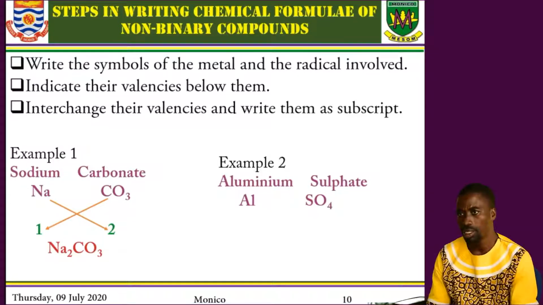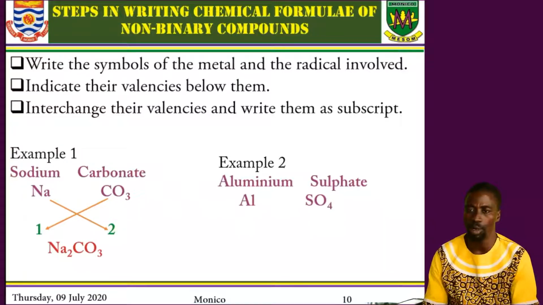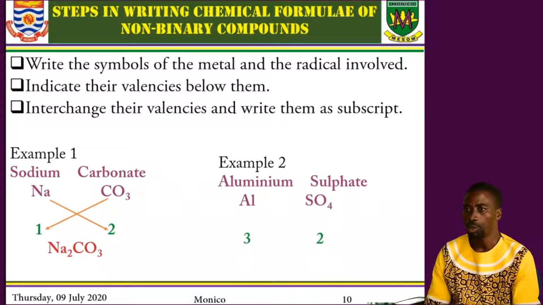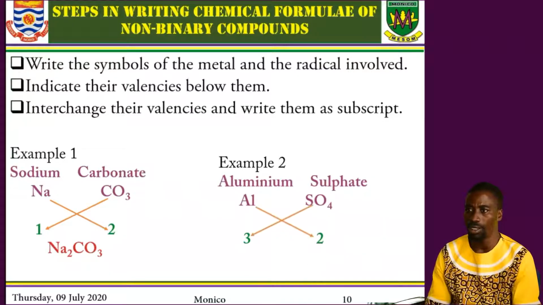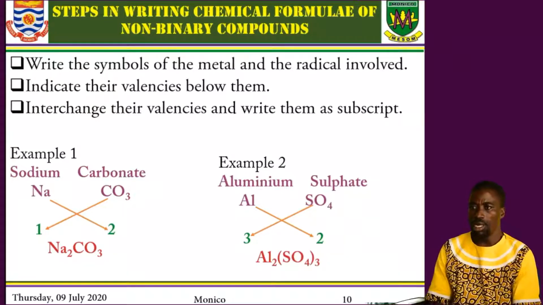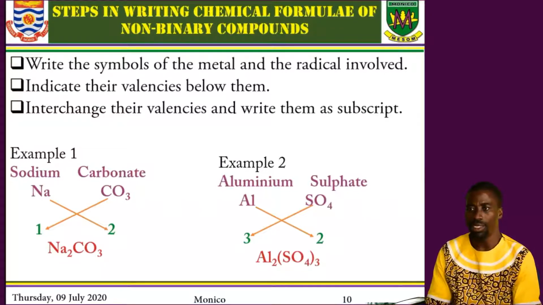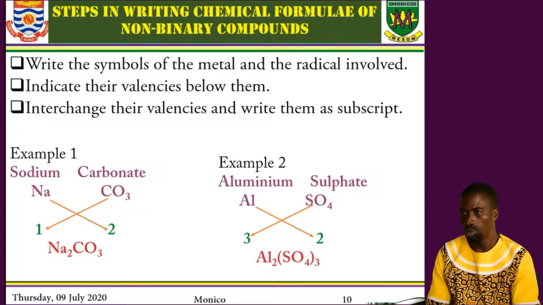So let's see how aluminum and sulfate are going to form their bond. Good. So we have 3 against 2, and as usual we do our interchange. And so we give 2 to aluminum and 3 to sulfate. Good. This is how the formula is written. So we have Al2(SO4) all in brackets, and the 3 comes out.